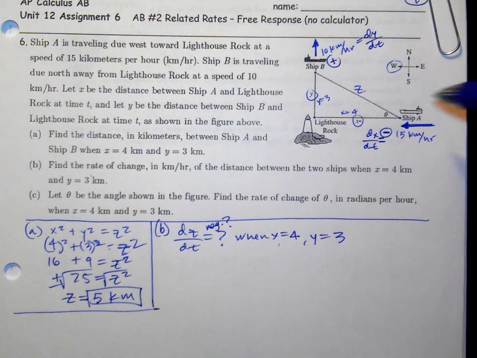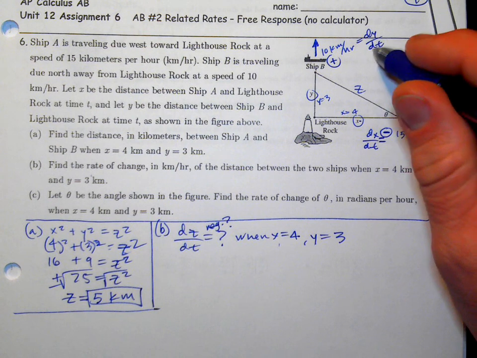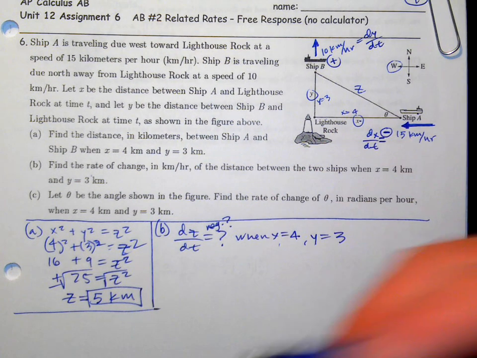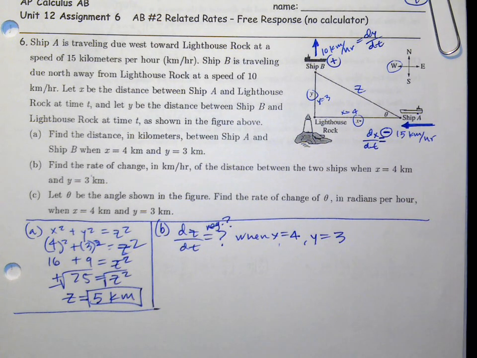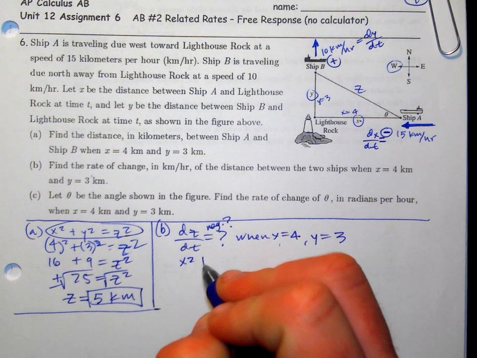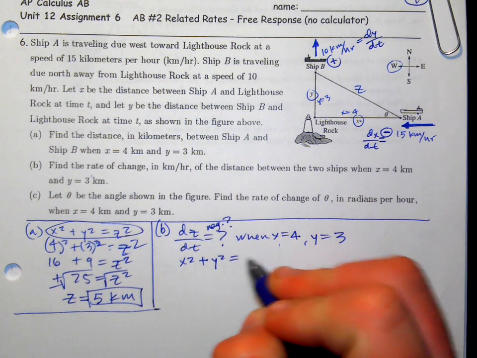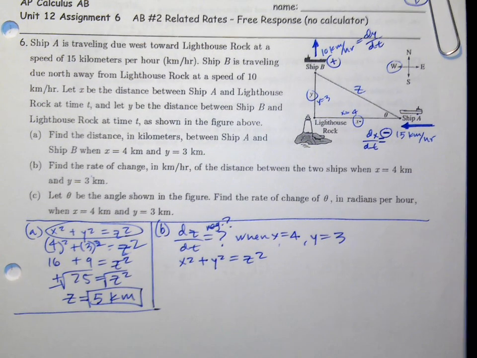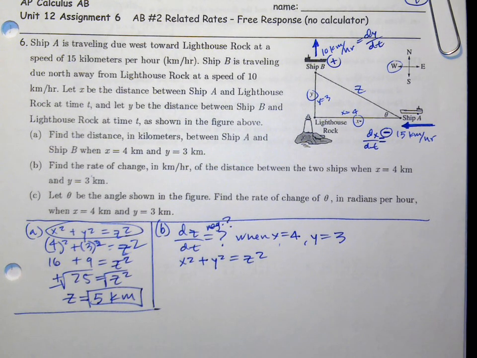But now what we need is a way to relate dx dt, dy dt, and dz dt. Before that, we need a relationship for x, y, and z without derivatives. And we already used that relationship on part A. So we write that down. That's one of the big first steps: get a relationship that relates the different quantities together that are going to be changing, but without the change yet.